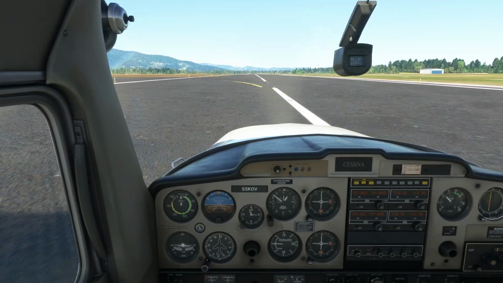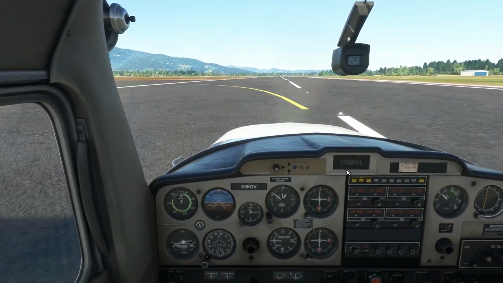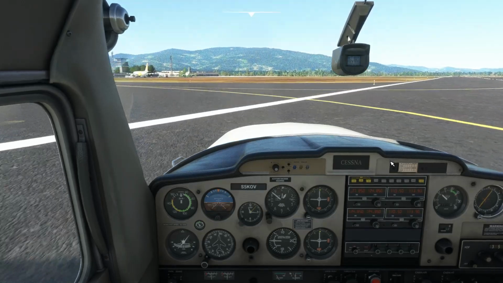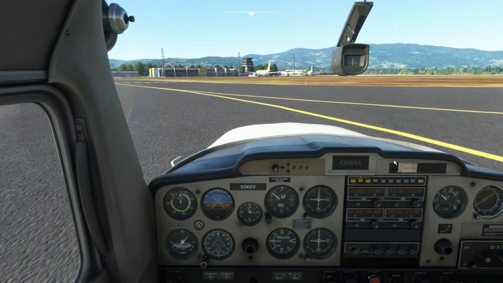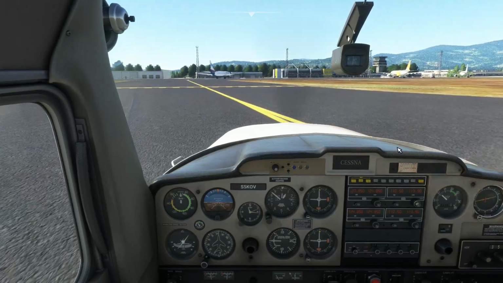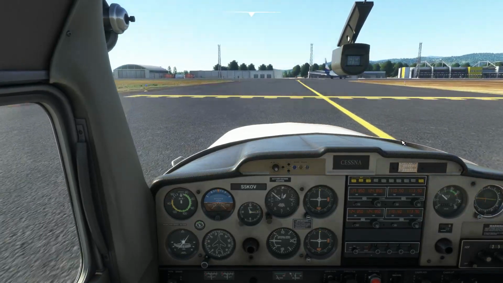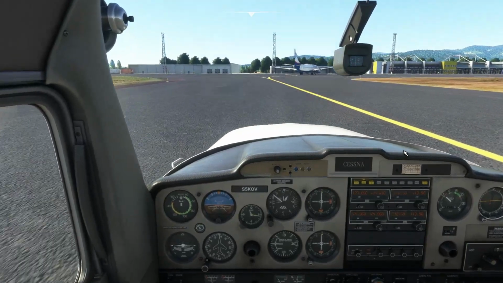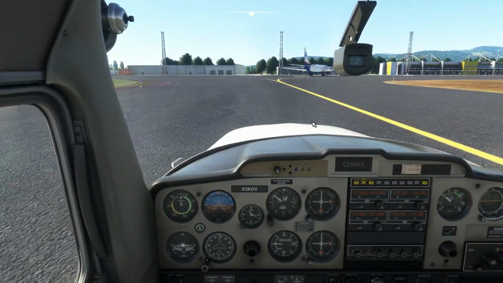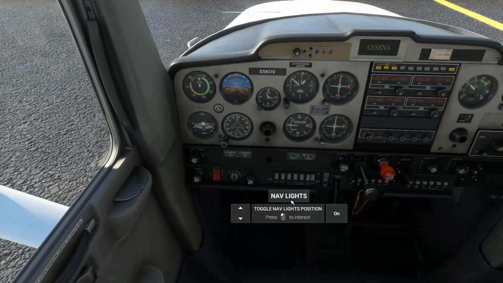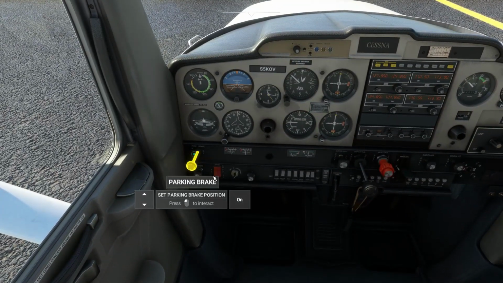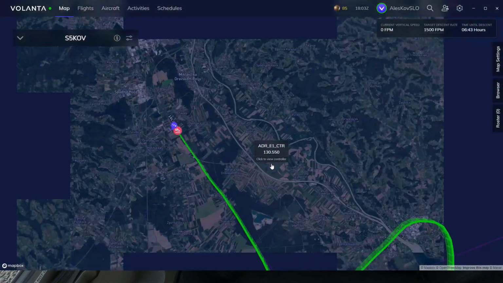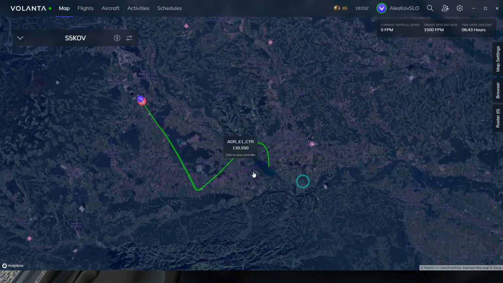So this was our first flight where we were tracking our NDBs with our automatic direction finder. So let me just go off the runway. Here I will stop and we will take a look how we did. Let's take a break. And here is our Volanta. And here we will see this is the situation we had.